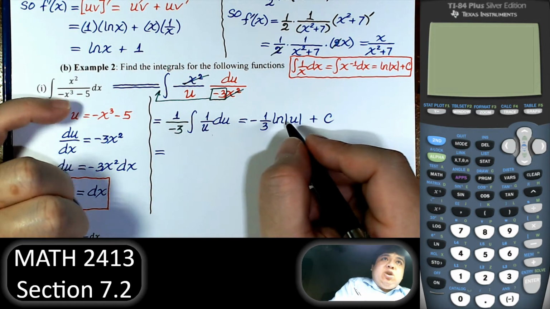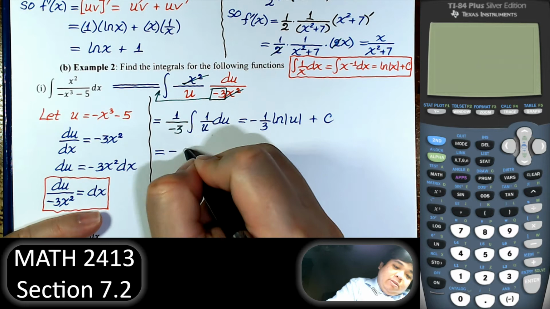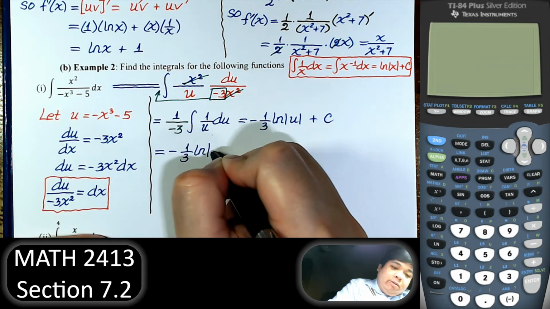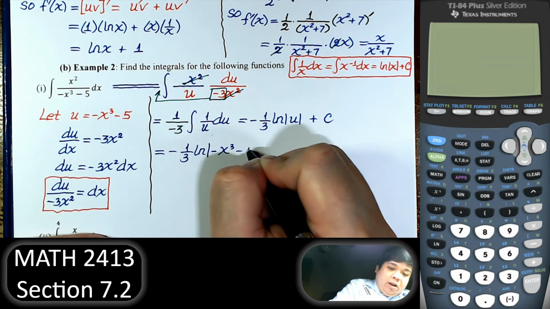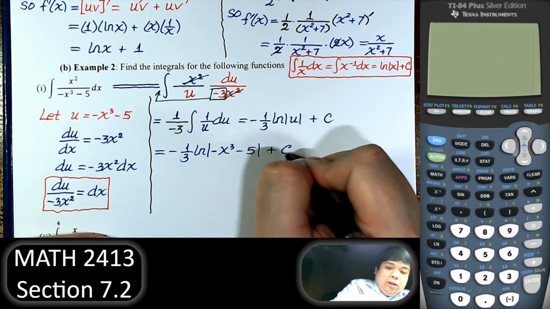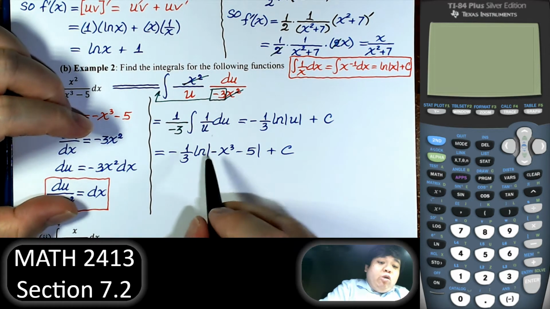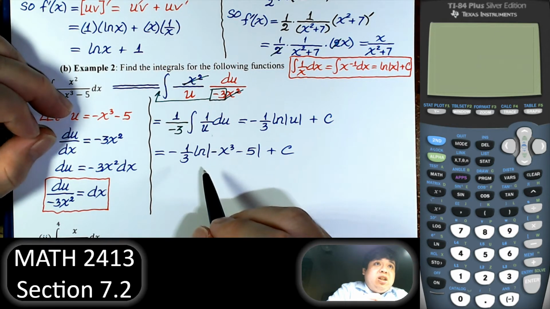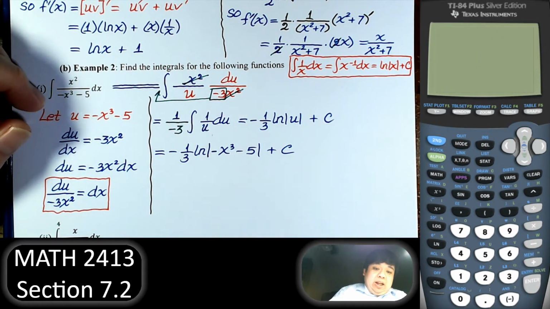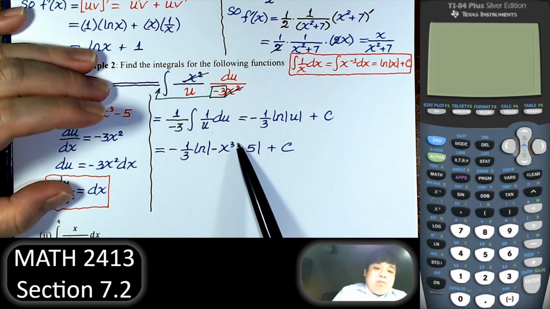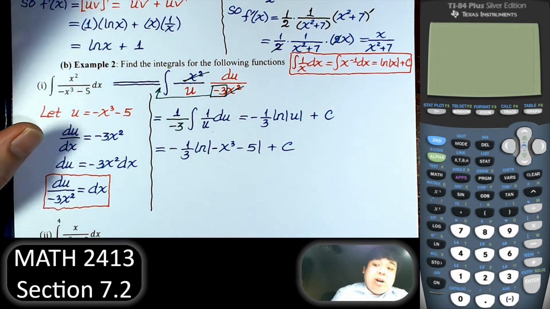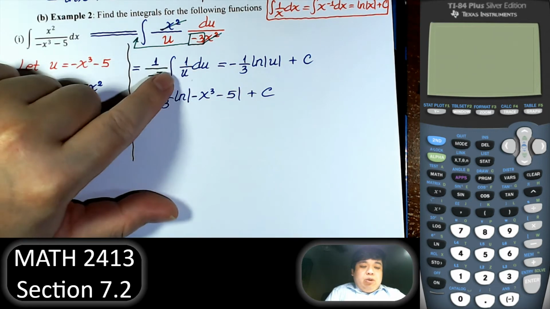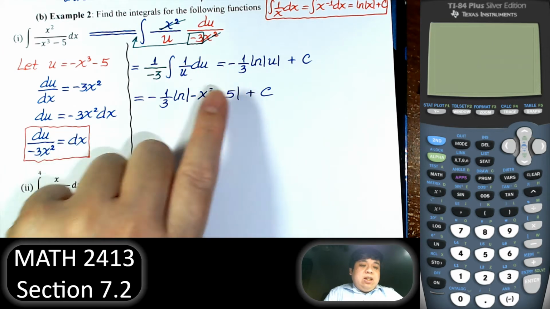u is negative x cubed minus 5. So we just have negative 1/3 ln absolute value of negative x cubed minus 5. If we know for sure the inside of the parentheses can only be positive, we just keep the parentheses, but leave the absolute values if there is a chance for that to be negative. So we need absolute values there. Right, so simple now. The integral of the reciprocal function is ln.